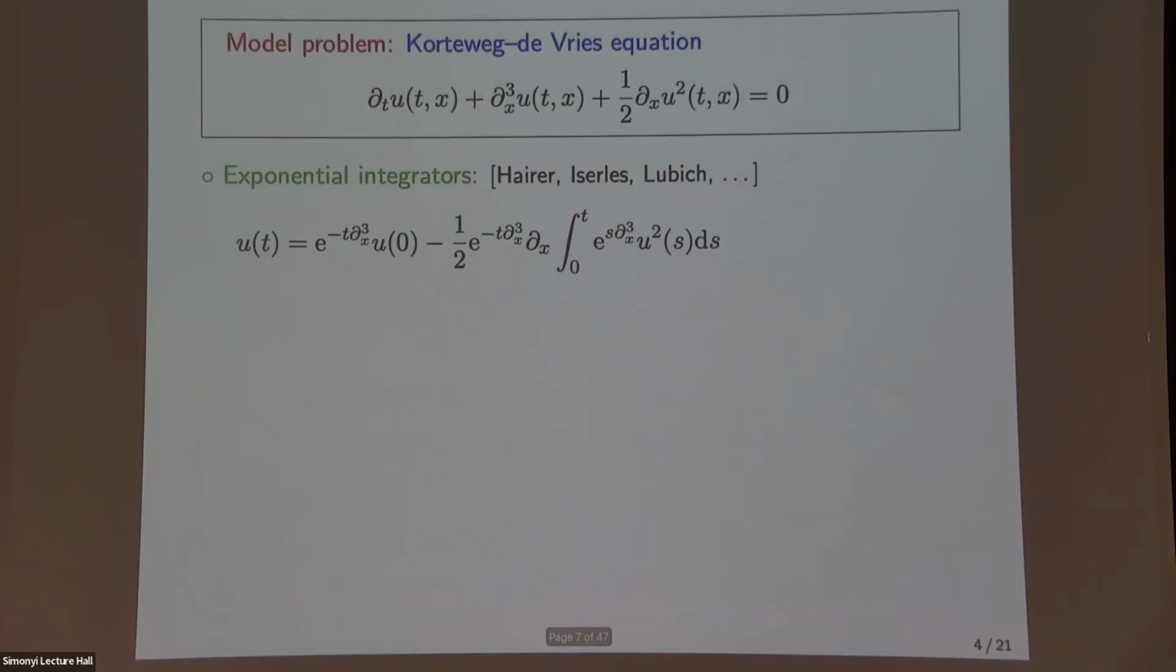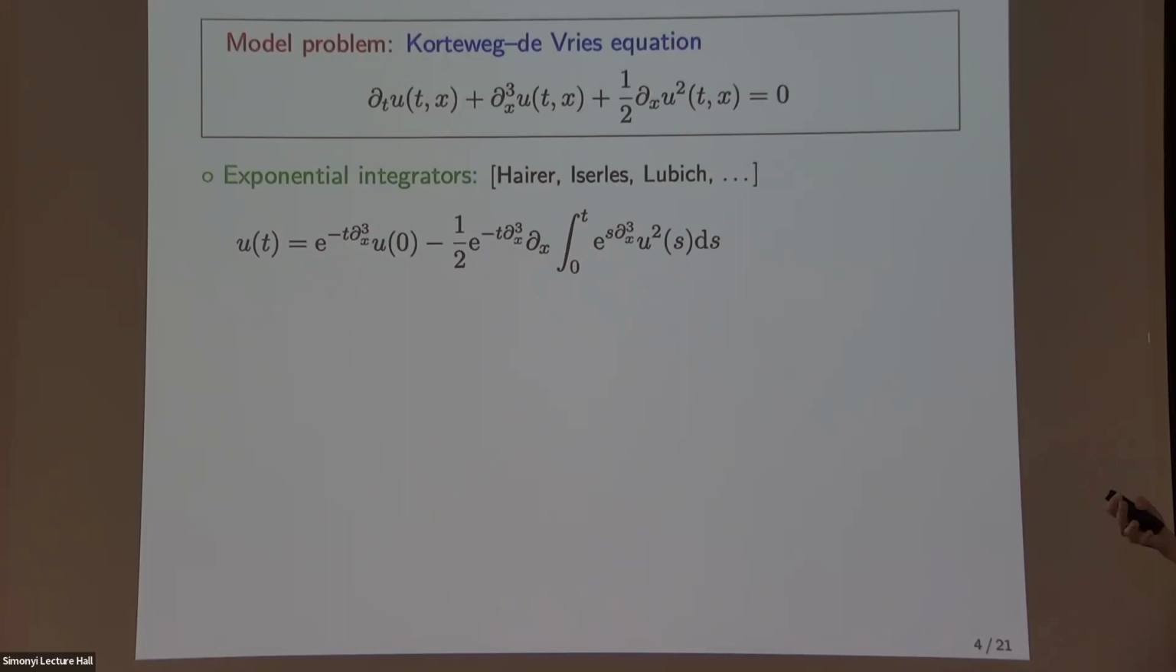Before I go to resonance methods, let me point out another classical method to solve the KdV equation, the so-called exponential integrator methods. The idea behind exponential integrator methods is that you do not discretize the equation itself, but you discretize Duhamel's formula. For the KdV equation, if we write down Duhamel's formula, we have the free KdV flow, exponential minus t ∂x cubed, acting on the initial value. And then we have the integral over the KdV flow, exponential s ∂x cubed, acting on the nonlinearity.